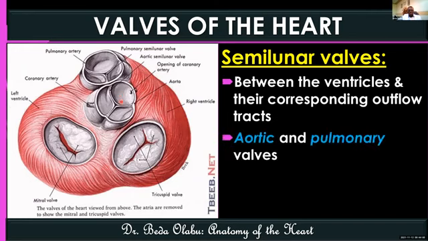So the valve between the left ventricle and the aorta is called the aortic valve, which is this one. And the valve between the right ventricle and the pulmonary trunk is called the pulmonary valve, which is this one. I want you to notice that the two arteries are related in an anterior-posterior manner. The main pulmonary artery is in front of the aorta.